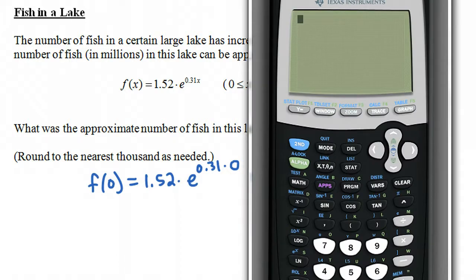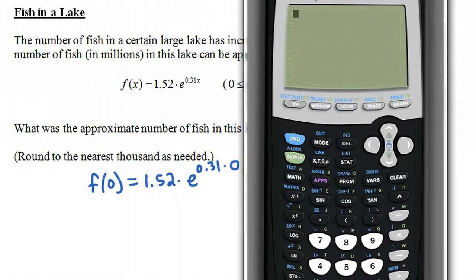How would we actually plug this into a calculator? So we would put in 1.52 times e. Now, how do we put e? Well, notice this blue button up here right above the ln. It's not even a button, it's just in blue above this ln button. It says e to the x. So we're going to hit second ln. That will give us an e.